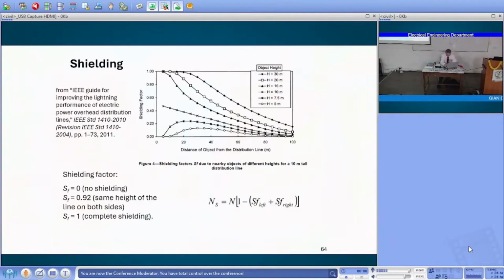In general, for the shielding, IEEE provides this table that shows the distance of the building with respect to the line, and this is a coefficient, and that means that the protection of the building with respect to the line takes into account the height of the building with respect to the line. This is for a 10 meter line.